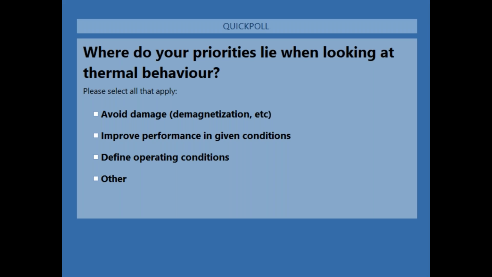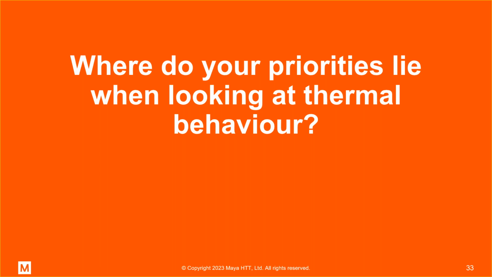But we have a lot of users of our software who might be looking just to avoid damage, demagnetization or degradation in the materials. We also have a lot of them who need to define the operating conditions. How cold does our coolant need to be? How much power can we afford to push through this machine in terms of losses before things heat up too much? So again, I'm curious to see what you guys have in terms of concerns. Again, other is an option here because obviously the first three options are not all encompassing.